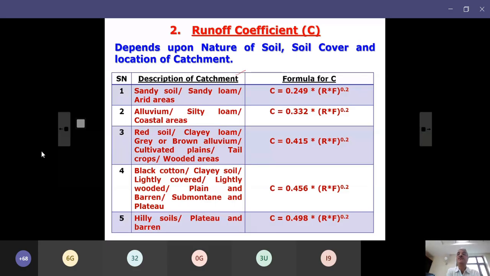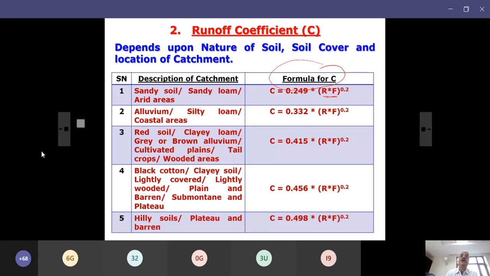Depending on description of catchment, this is formula for C, sandy soil, sandy loam. Here, this part is common, R into F to the power 0.2. What is R and F now we'll see. And this coefficient only is different and it keeps on increasing as we go down. Then from sandy you come to alluvium or silty loam or coastal areas, red soil, clay loam, grey or brown alluvium, cultivated plain, tail crops, wooded area, black cotton, clay soil, lightly wooded, like that description, hilly soils, plateau and barren land. That is description of catchment. Depending on description of catchment, value of C is given.